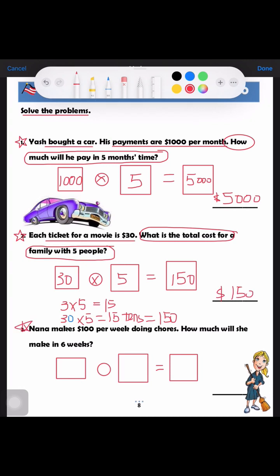Okay, last question. Nana makes $100 per week doing chores. So how much will she make in 6 weeks? So every week she can get $100. So in 6 weeks it is 100 times 6. So the answer is 600.